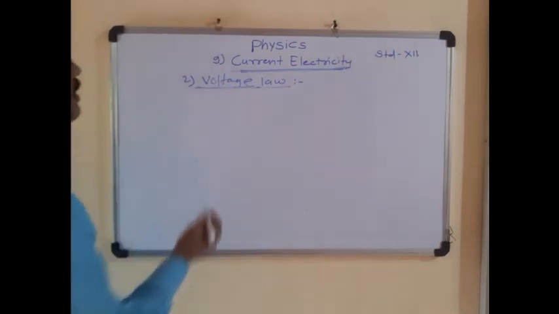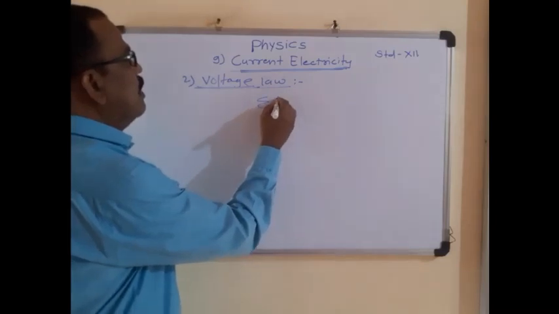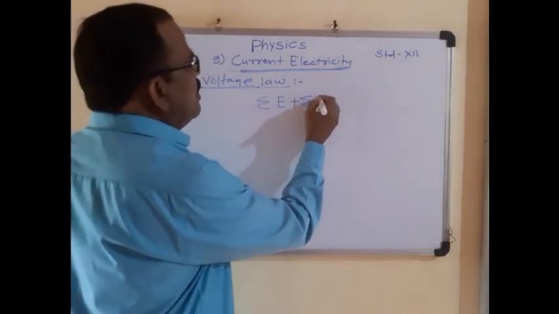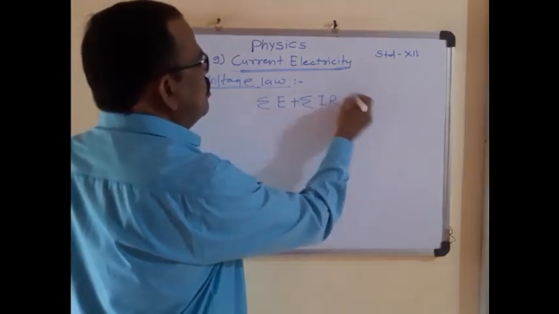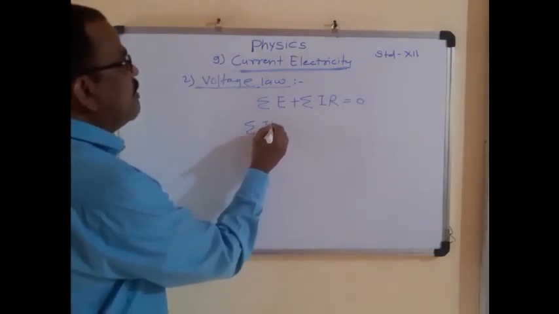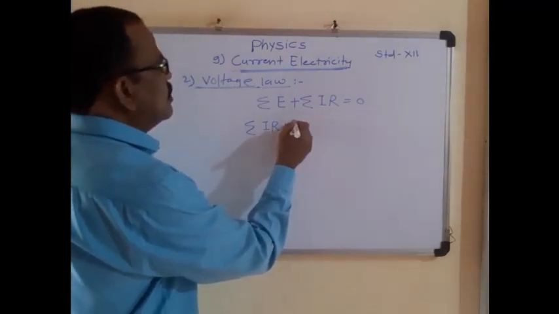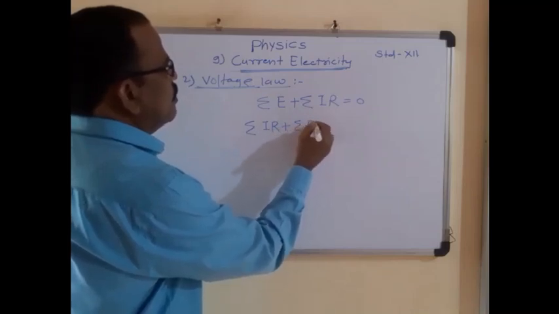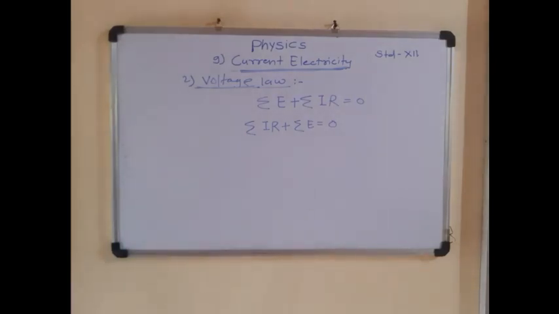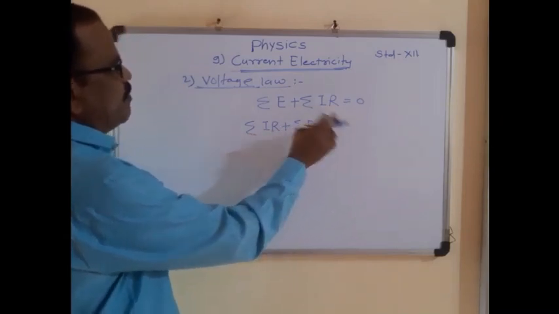Mathematical statement for the voltage law: the algebraic sum of the electromotive forces and potential differences in the circuit is equal to 0. This is the mathematical statement for the voltage law. We have to prove this law: potential difference plus electromotive force is equal to 0.